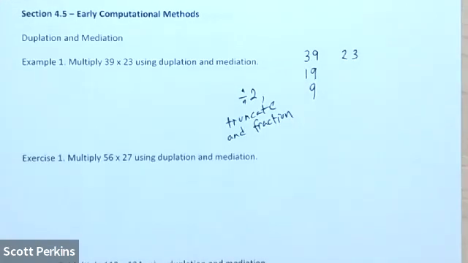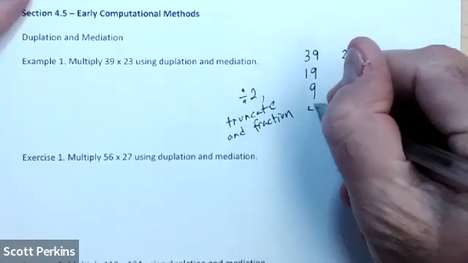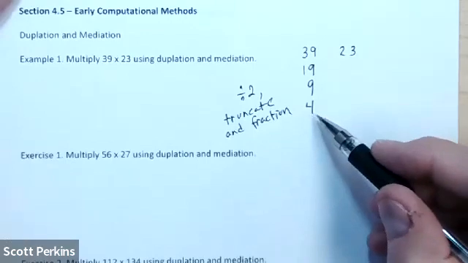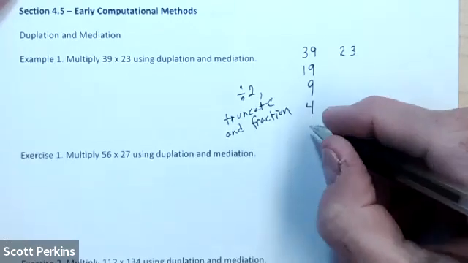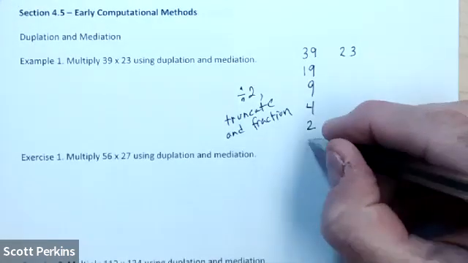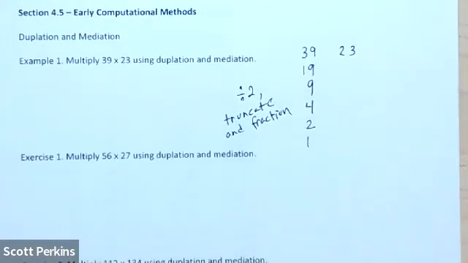9 divided by 2 is 4.5, but I just care about the 4 part. What you're going to do is duplicate all the way down until the last row is a 1. So 4 divided by 2 is 2, and then last but not least, 2 divided by 2 is 1. So I've divided by 2 successively until I end up with a last row of 1. Everybody tracking with me so far? You're going to get your chance to do this 2 times. It's going to be the exact same thing.